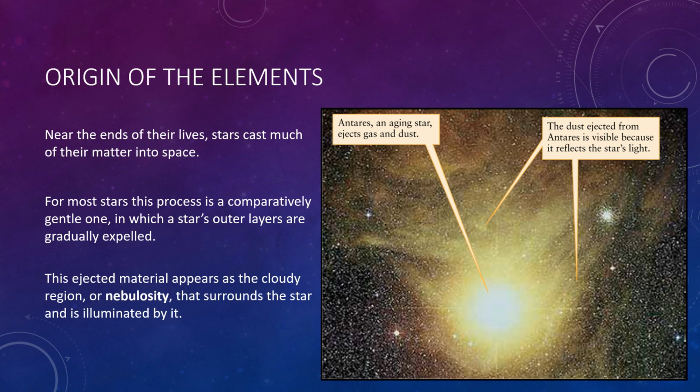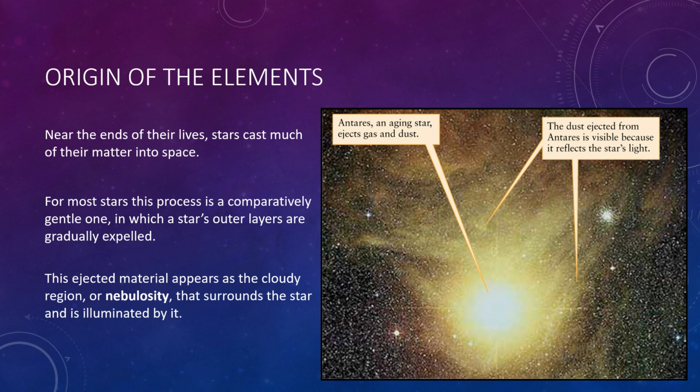Because our solar system contains heavy elements, it must be that at least some of its material once was inside of other stars. But how did this material become available to help build our solar system? The answer is that near the ends of their lives, stars cast much of their matter back out into space. For most stars, this process is comparatively gentle, in which a star's outer layers are gradually expelled.